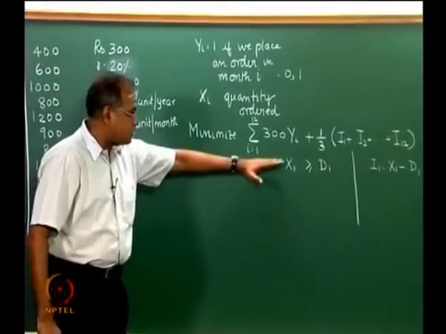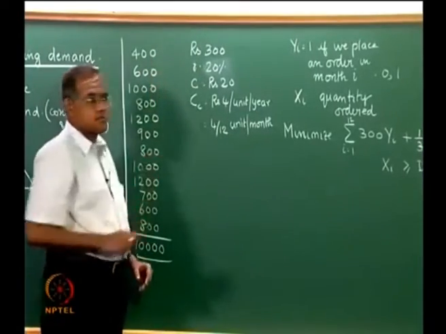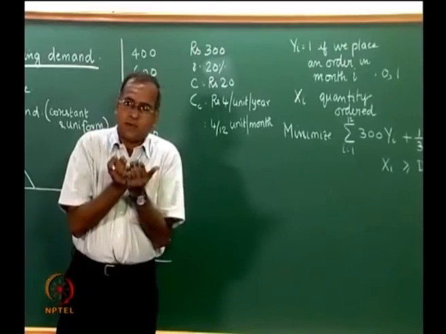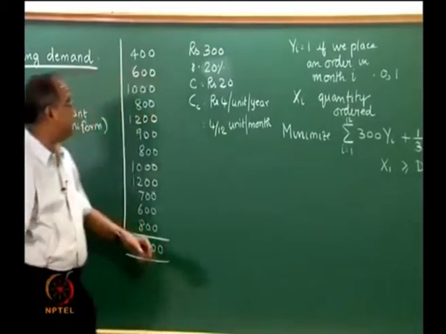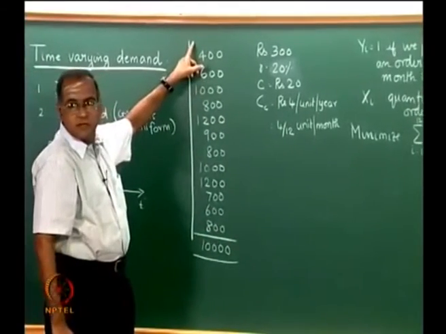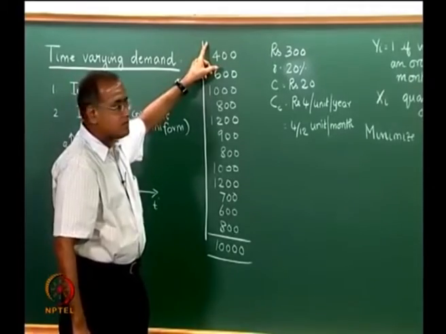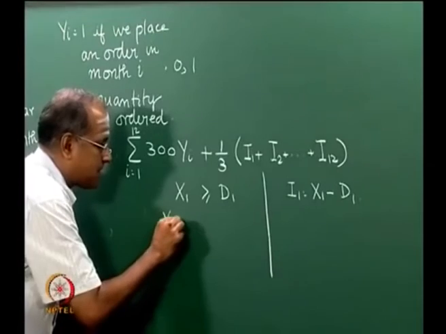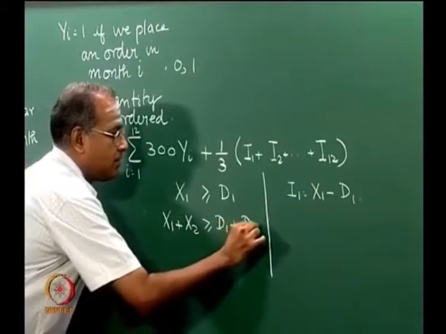Now if I take the first 2 months, the quantity that I order in 2 months is x1 plus x2. So what I order, x1 plus x2, should be greater than the sum of these two demands, which is 1000. I should be able to meet that. So I will have my second constraint, which is x1 plus x2 should be greater than or equal to D1 plus D2.